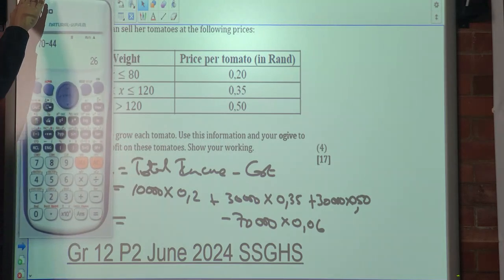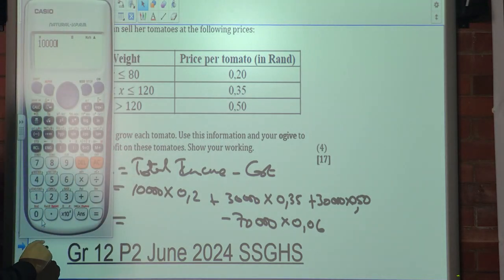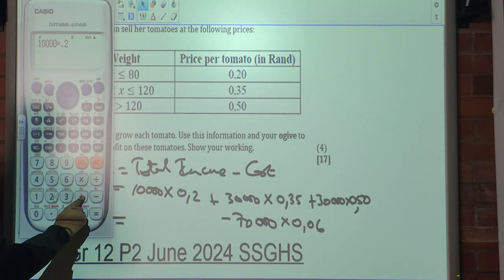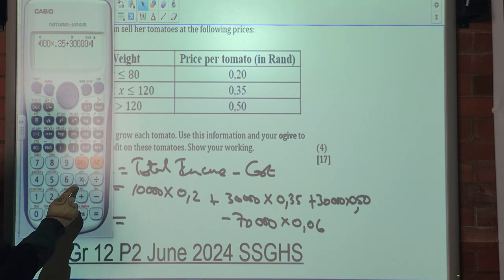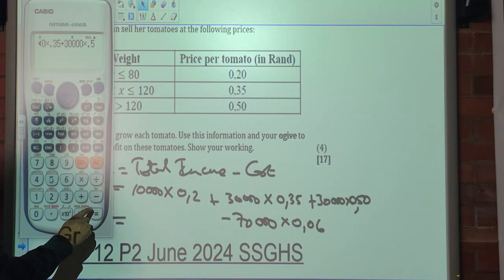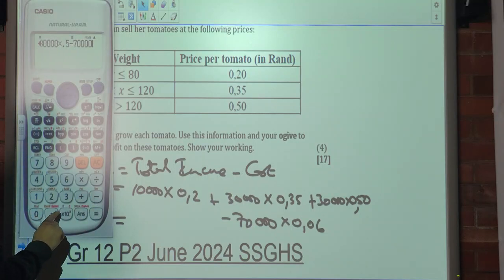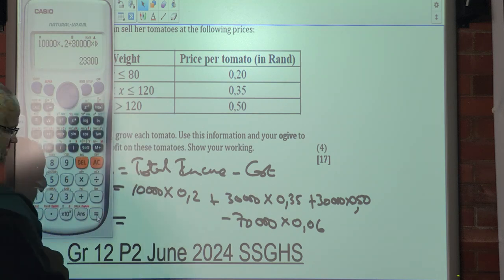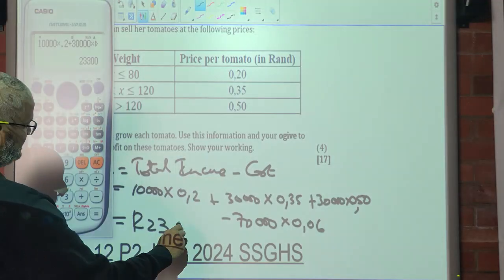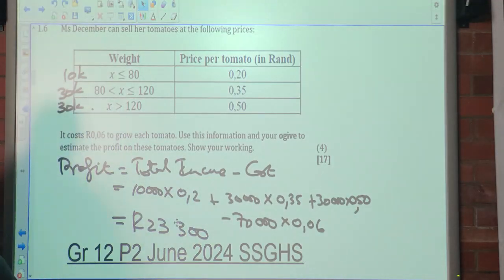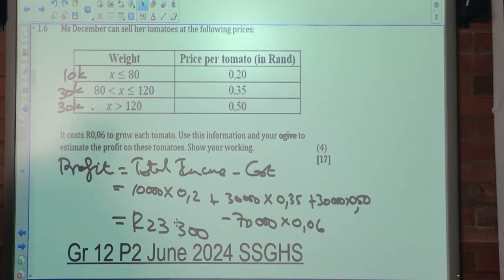Okay, so let's plug that into the calculator. It's going to be 10,000 times 0.2 plus 30,000 times 0.35 plus 30,000 times 0.5 minus 70,000 times 0.06. According to this calculation, Ms. December makes 23,300 on this produce, or this harvest.